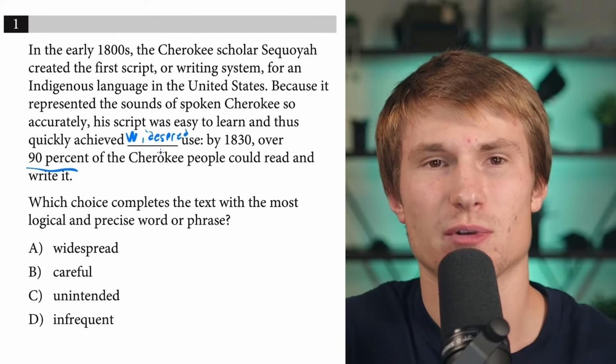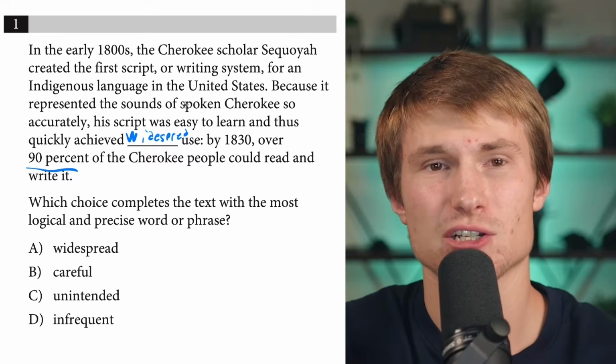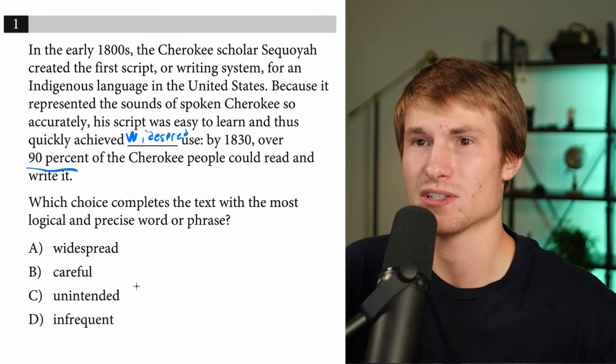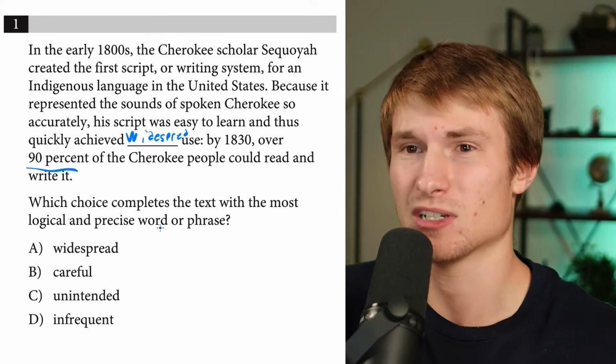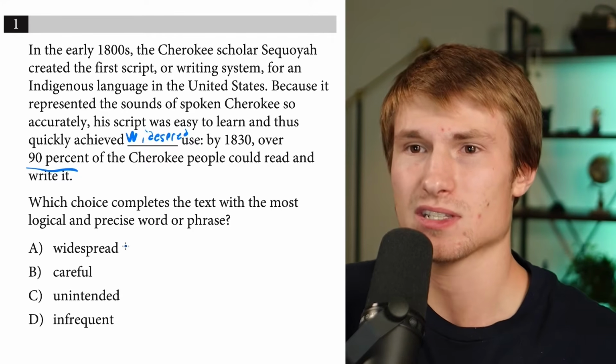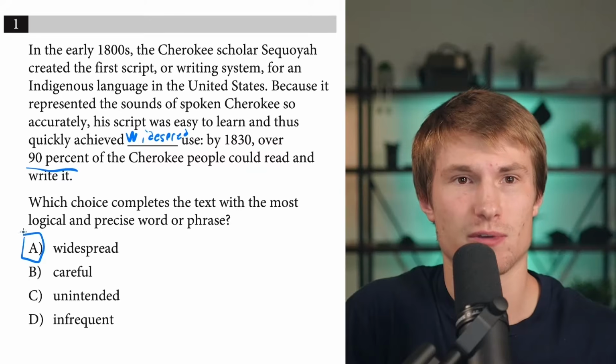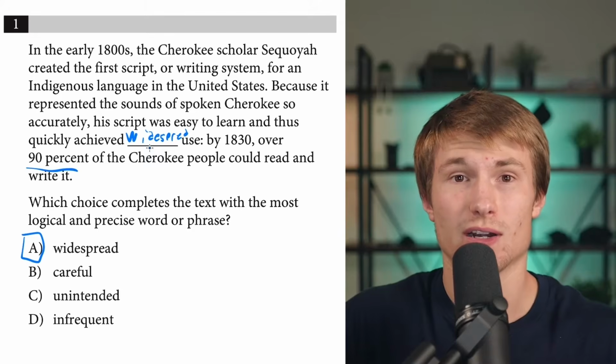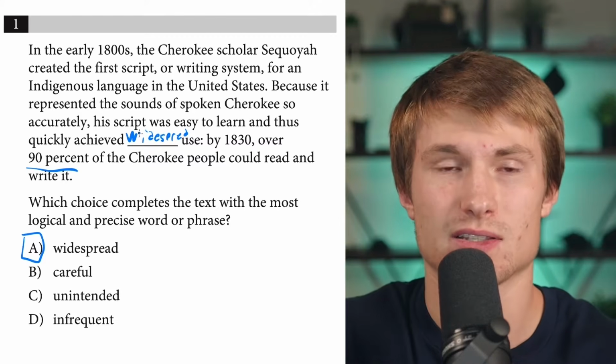Okay, keep in mind when you come across a question like this on the reading and writing section, try to fill in the blank before going to your answer choices when it's a reading type question. For writing, it's a little bit different, but I'll talk about that later. Okay, so in this case, we have widespread, which is actually perfect, right? We have over 90% of the Cherokee people are now able to read and write it. So obviously that's going to be widespread use.